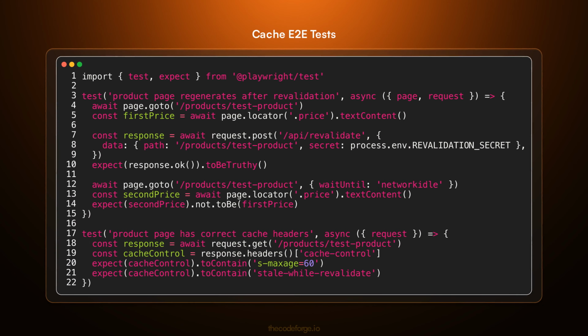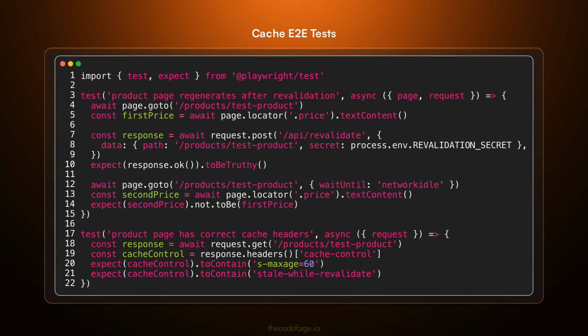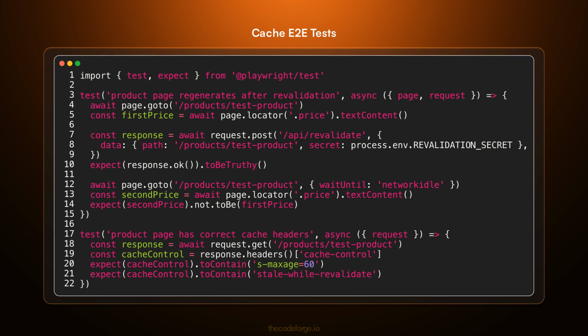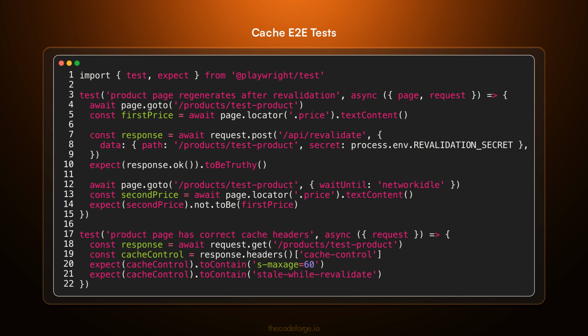These cache tests verify ISR revalidation and cache headers. The first test triggers revalidation via an API endpoint and checks that the content changes. The second test asserts the Cache-Control header contains the expected directives. These tests must run against the production build.